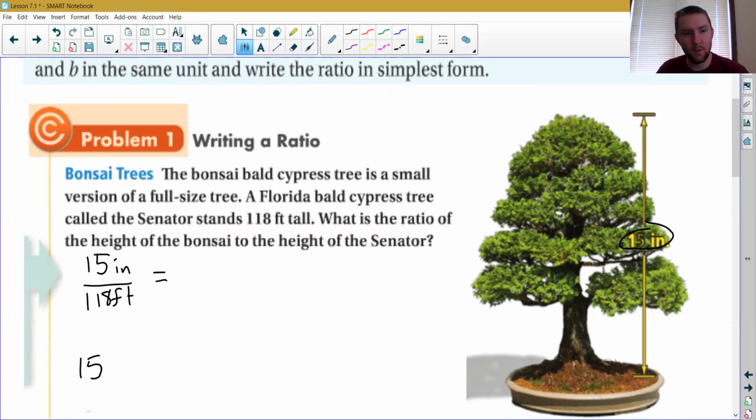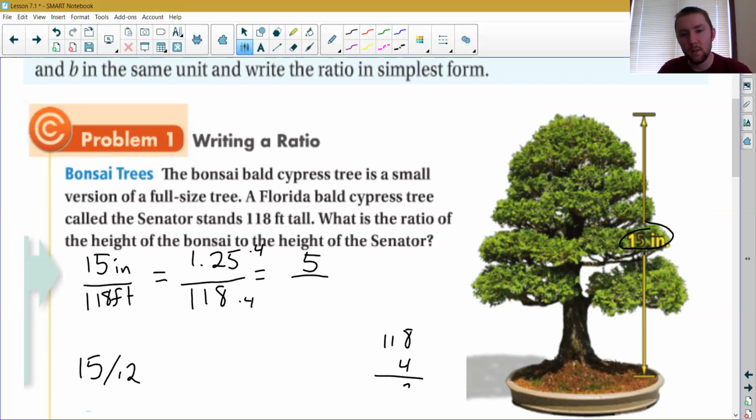So 15 inches turned into feet. To turn inches into feet, we should divide it by 12, right? Divide it by 12, and we actually get 1.25. So it's 1.25 over 118. That's my ratio. And writing it in simplest form, if I wanted to simplify the ratio, that just involves changing the top number so that it's no longer a decimal. So what I'm actually going to do is multiply the top by 4 and multiply the bottom by 4 as well. And the top number is going to be a 5. And the bottom number is going to be 118 times 4, which is 472.